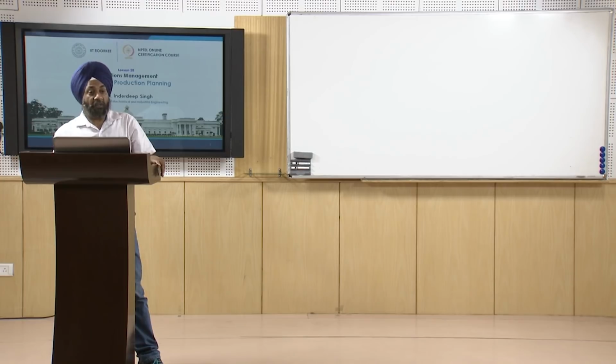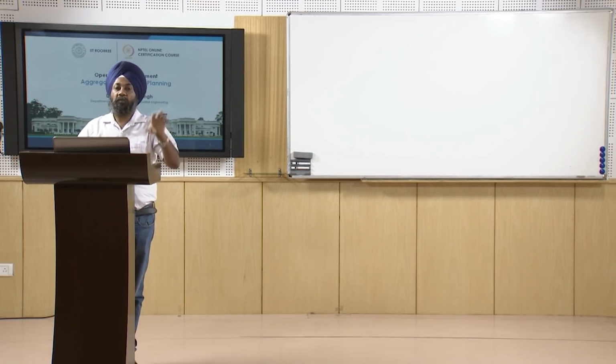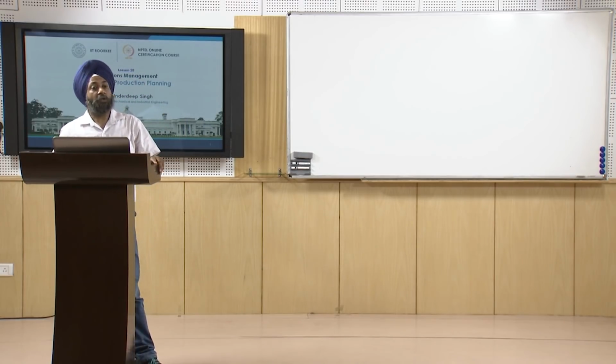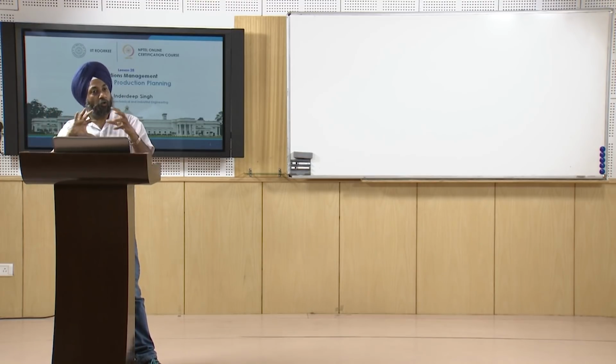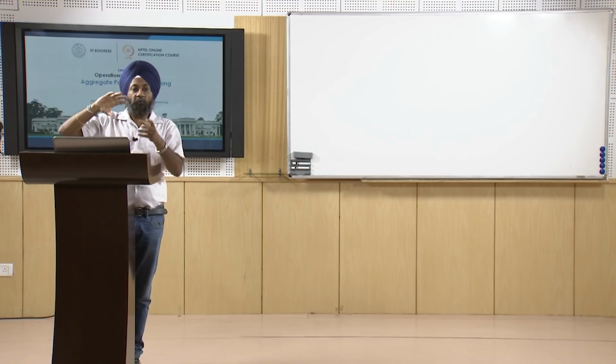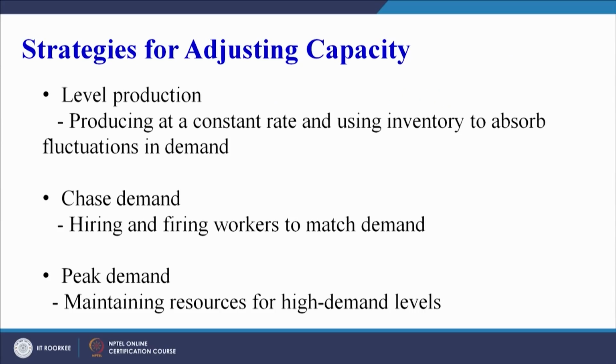But wherever the demand is less, we will fire certain people, we will stop production for maybe 3 days or 5 days in a week to meet that demand. So when the demand is less, we will adjust ourselves accordingly. When the demand is more, we will gear up accordingly. So we will be chasing that demand. We will try to understand this with the help of a diagram. Peak demand: maintaining resources for high demand level.